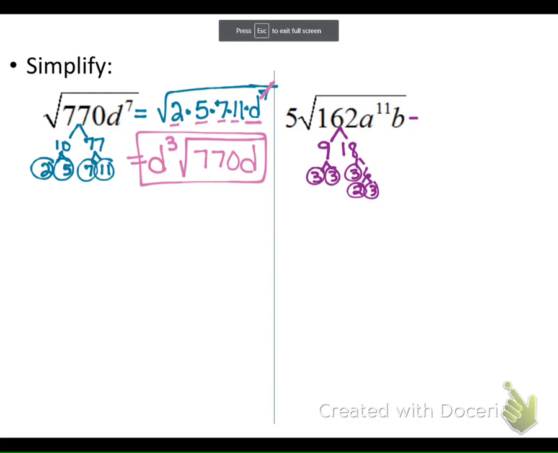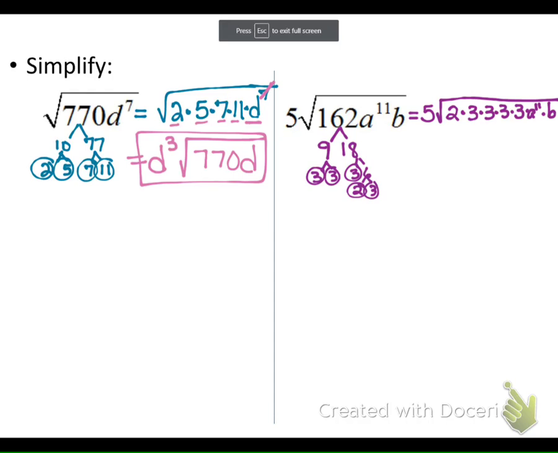After I put my equal sign here, what's the first thing I need to write? The 5. Yes, do not forget your coefficient 5. Then we're going to put our square root sign. And under the square root sign, how many 2's am I going to have? How many 3's? 4. 1 two, 4 threes. And then my variables: a to the 11th and b.